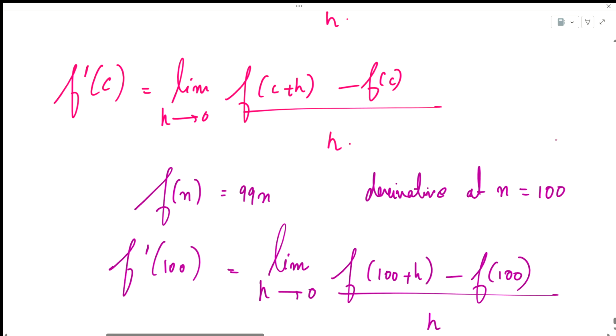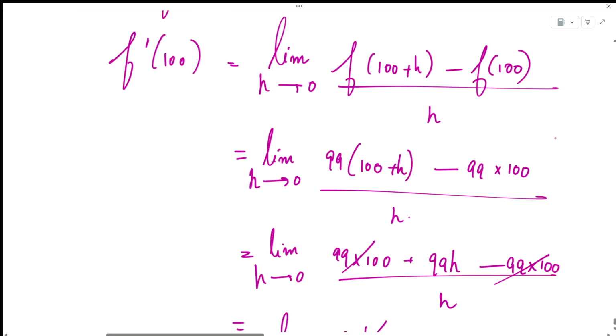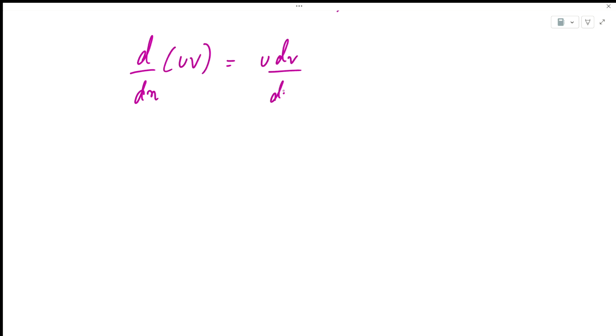Alright everyone, please check out these questions. So I hope you know what is product rule and quotient rule of derivatives. D by dx of u into v is u dv by dx plus v du by dx.